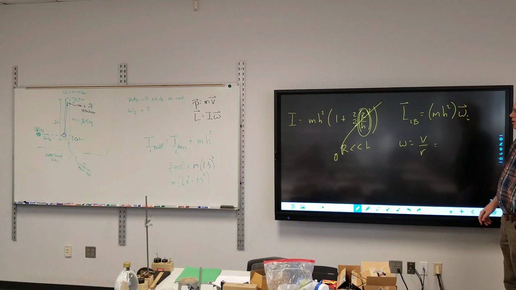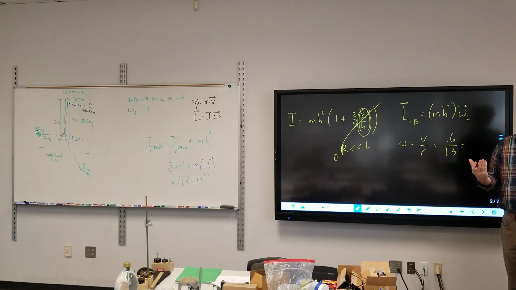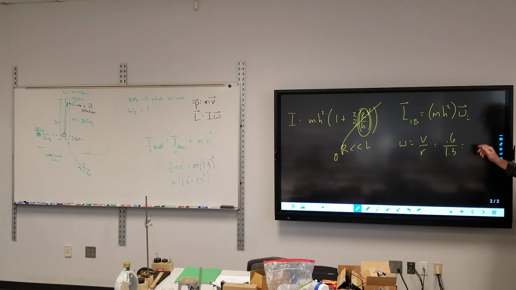And therefore, we have 0.6 divided by 1.3, which unfortunately I didn't pick numbers to make this nicer. But that's equal to 6/13 radians per second. In terms of units, this is meters per second. The meters cancel out, and you're left with whatever per second.